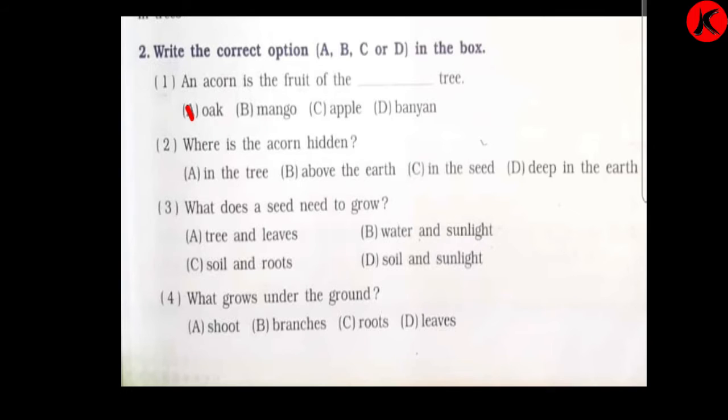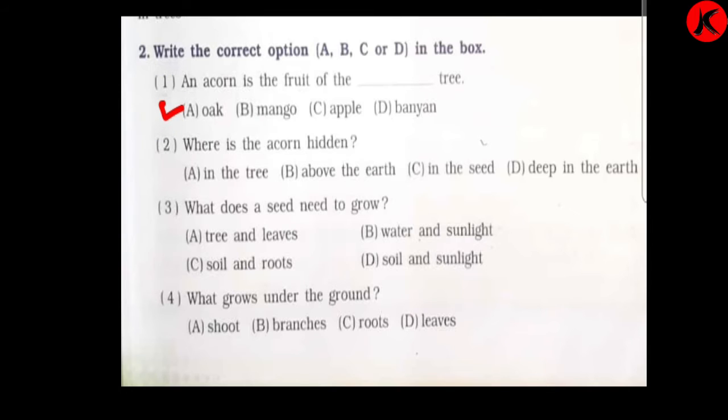An acorn is the fruit of the dash tree. A. Oak. B. Mango. C. Apple. D. Banyan. What is the correct answer? A. Oak. A. Oak is the correct answer.